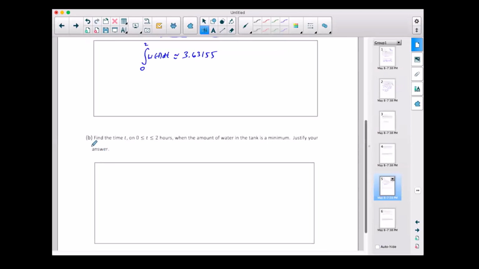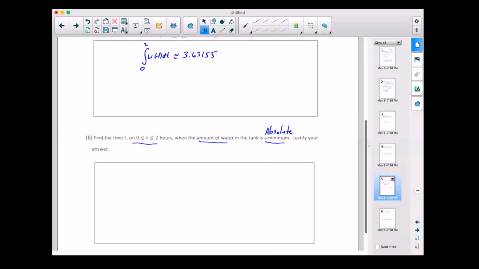And now we have this new question that says, find the time t between 0 and 2 hours when the amount of water is a minimum. So a lot of times on these rate in, rate out problems, they're asking for minimums and maximums. Notice it didn't say any kind of description. It didn't say relative. It didn't say absolute. If it doesn't give you a description, we know that it's talking about an absolute minimum. So if it just says find the minimum, it's going to be the absolute minimum. Or if it says find the maximum, it's going to be the absolute maximum. When you're doing these story problems especially, you know they're always going to be absolutes.